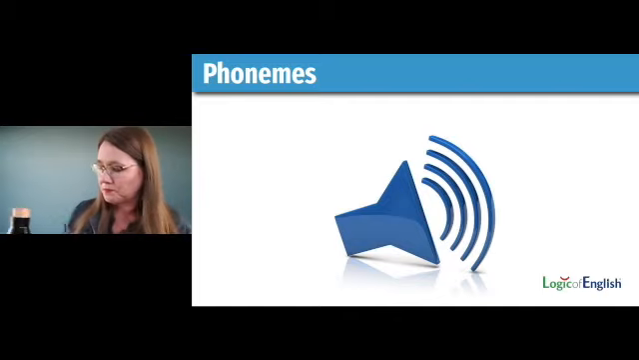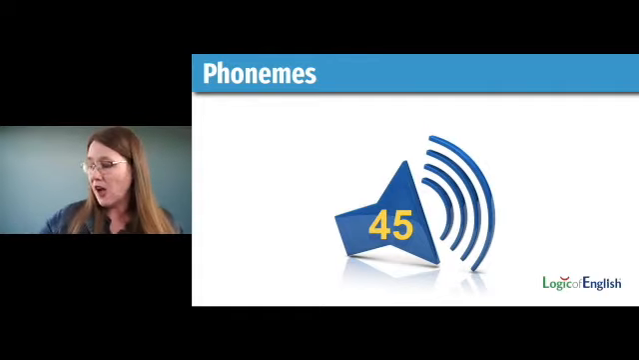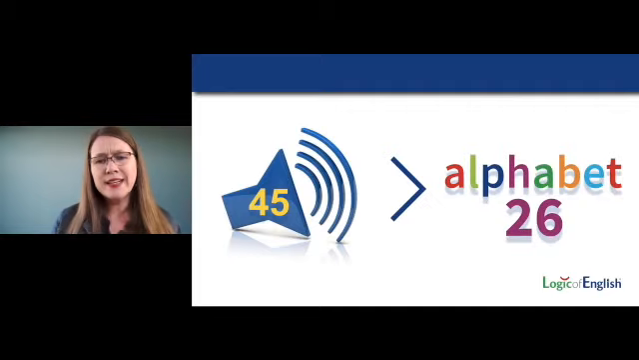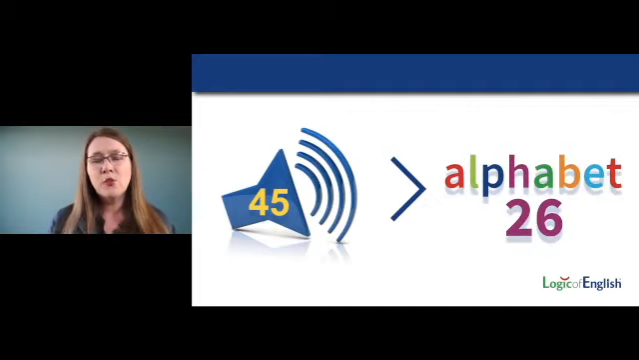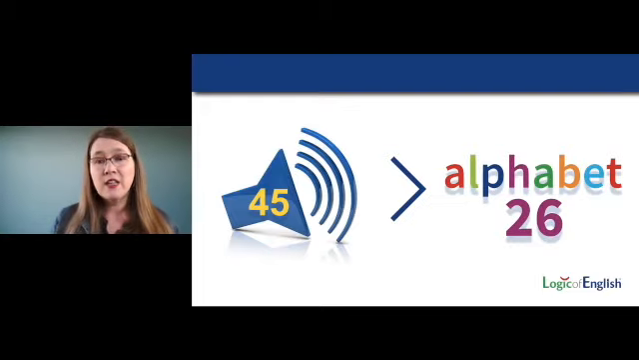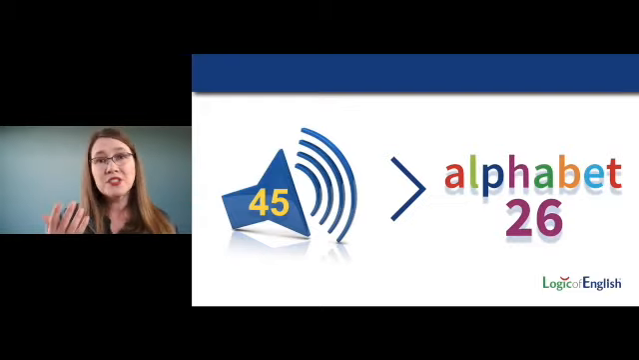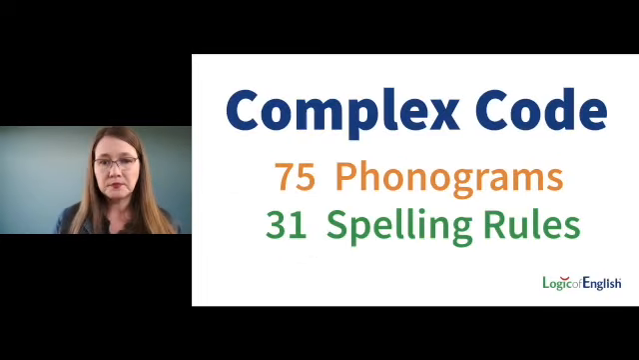There are 45 sounds in English. Now, many people are surprised by this. Oftentimes we think, well, there are 26 letters in the alphabet. Wow, there are a lot more sounds in English. And there are. So what we can take away from this is English is a language that is more complex. There is not a one-to-one correspondence between letters and sounds.